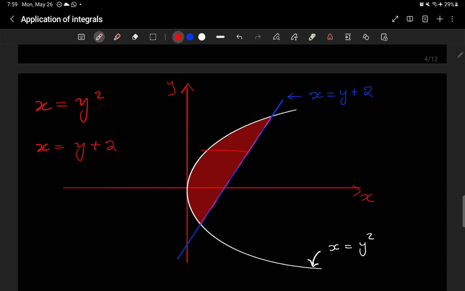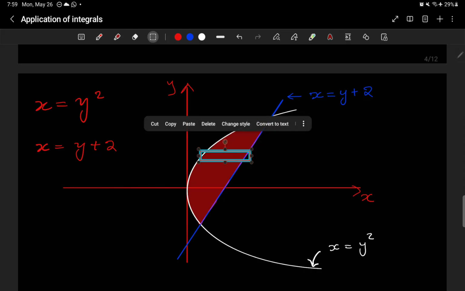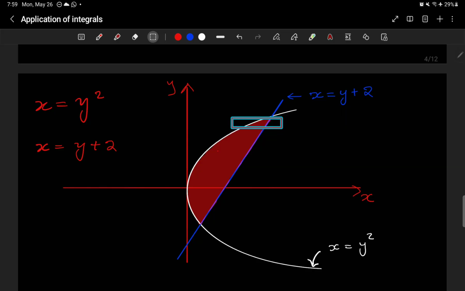If you now choose a differential section which is more horizontal, you notice that for such a section, the boundaries would still be the same regardless of which part of the function you're evaluating, all the way until we reach the bottom. In each case, the leftmost boundary is the curve, which is the white graph there, while the rightmost boundary is the straight line, or the blue graph there. So we're going to use the horizontal sections in this case.